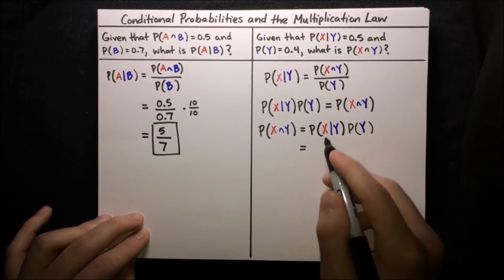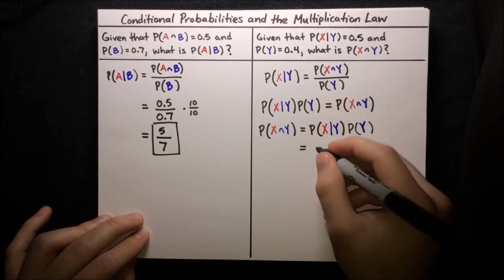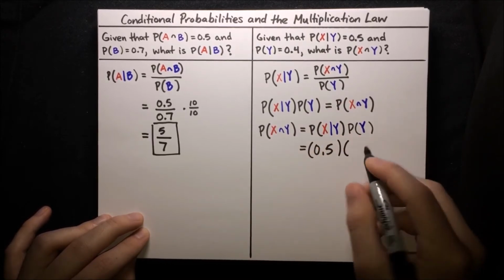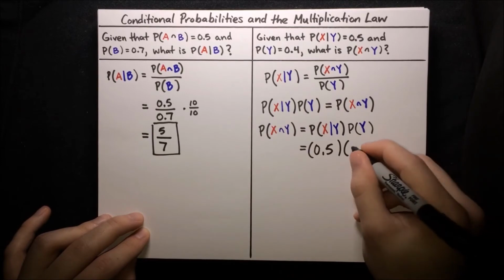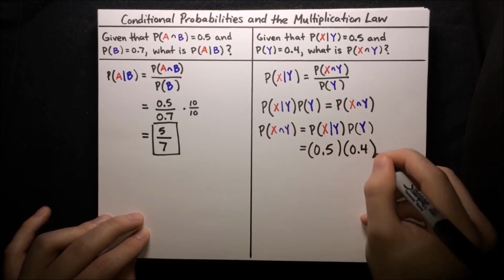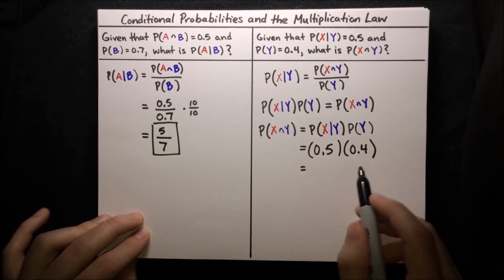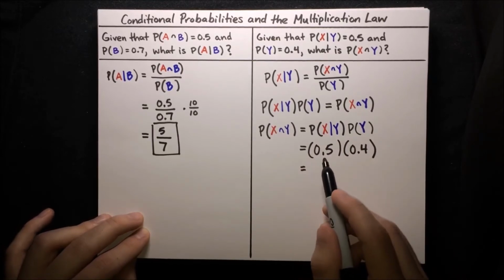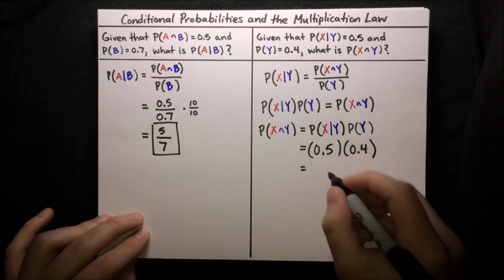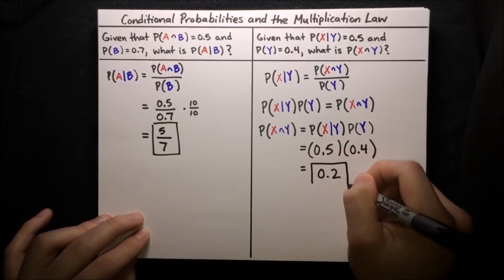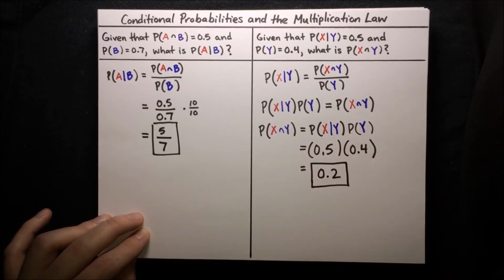The probability of X given Y, we already know that's 0.5. And then the probability of Y, we already know that's 0.4. So really, we just need to multiply these together, 0.5 times 0.4. 0.5 is like a half, and then a half of 0.4 is just 0.2. So there we go. That is the probability of X and Y.